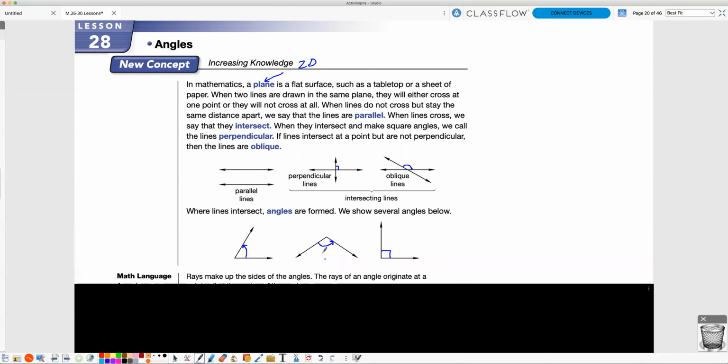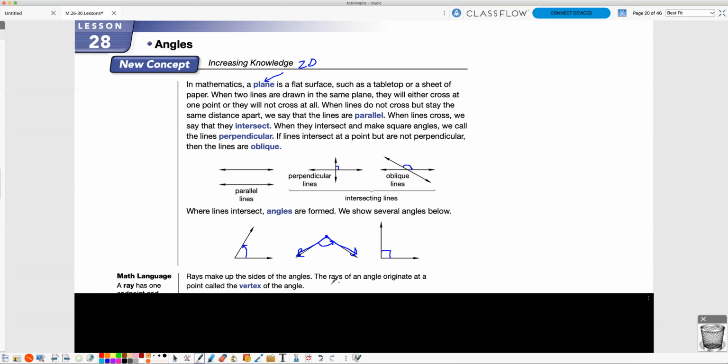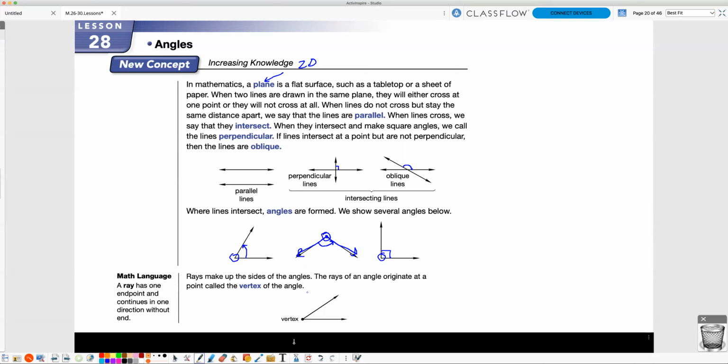Rays make up the sides of the angles. That's where it starts at a vertex and it goes out like a ray of sunshine, never ending. The rays of an angle originate at a point called the vertex. So this is the vertex in this set. This is a vertex in that pair. A ray has one endpoint and continues in one direction without end. So whatever the ray is, it starts at one point and goes on forever in one direction.